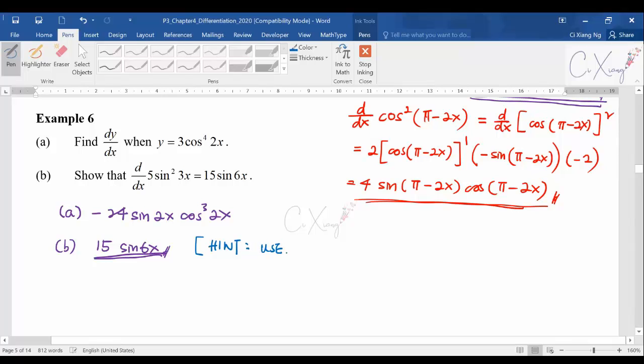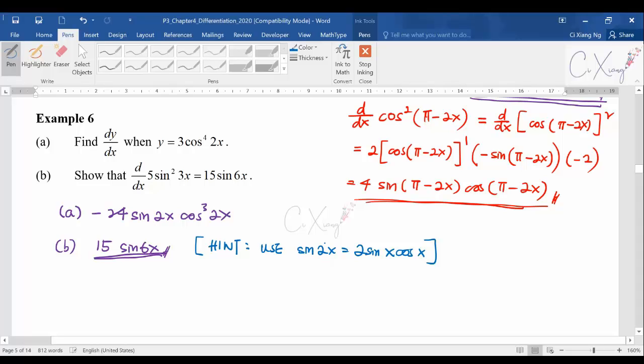You will need to use a double angle formula to simplify your final answer here. The double angle formula that you should use is something like this: sine 2x equals 2 sine x cos x. This is the double angle formula for sine. But when you want to change it to become sine 6x, you need to adjust all the angles inside according to the solution that you have. No matter how, think about this: how are you going to change your solution to become the answer that they want you to show? Again, the hint is you have to use the double angle formula for sine.